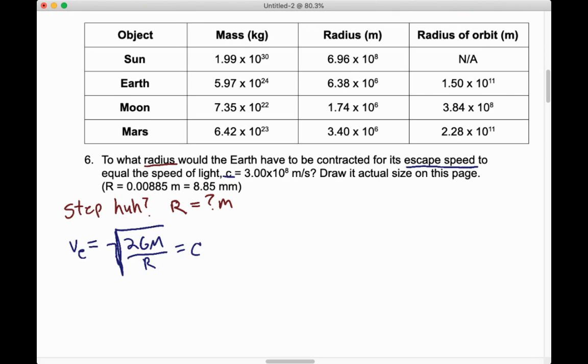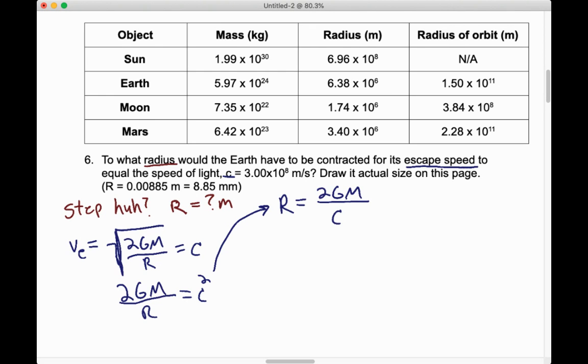Ultimately we're trying to get r by itself on one side, so the next thing to do is square both sides. That'll kill off the square root. If we square both sides, we get 2 big G big M over r, and on the right side, that'll give us c squared. So we just have to solve this for r. That would give us r is equal to 2 big G mass of the Earth over c squared. And then we just have to go for the numbers.